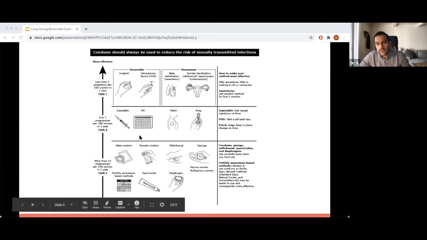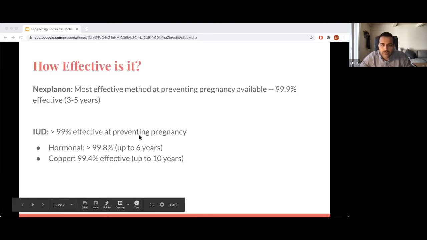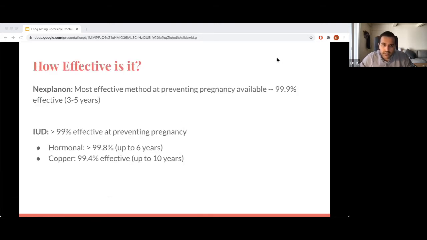Which is a good segue into the next slide, which is how effective are these methods really? The Nexplanon is actually the most effective birth control method that we have on the planet right now. It's 99.9% effective in preventing pregnancy. It's approved by the FDA for 3 years, but there is some more convincing data that it can be effective up to 5 years. The World Health Organization has put out some research that says we might be able to prolong this particular method and have it be just as effective.